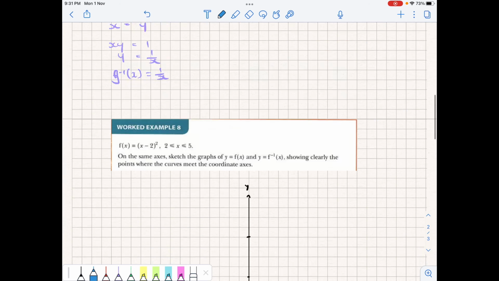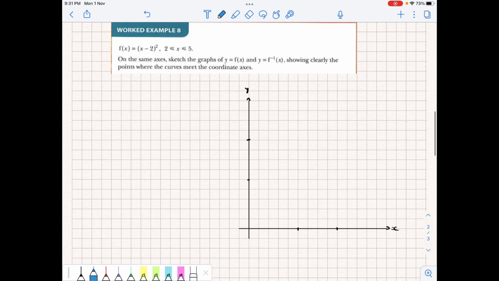Okay, let's use our knowledge now about the graph of a function and its inverse to work this question. So here we have the function x minus 2 squared. It's between 2 and 5. And they want us to sketch the graph of the function and its inverse, clearly showing the points on the curve where we meet the coordinate axes.